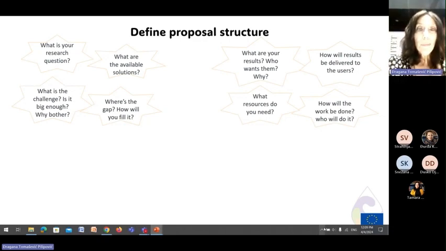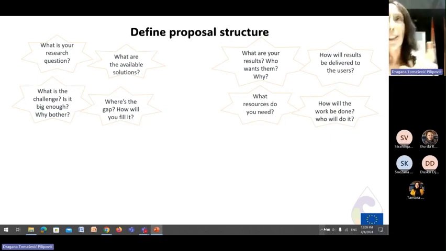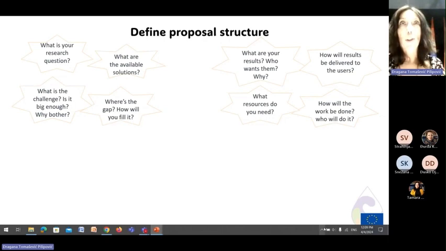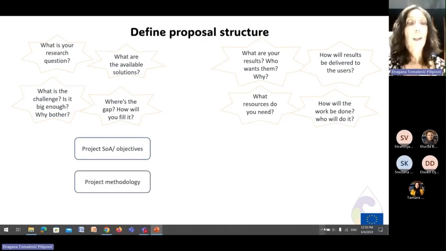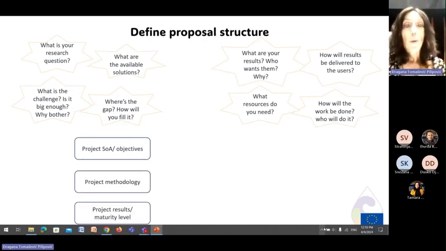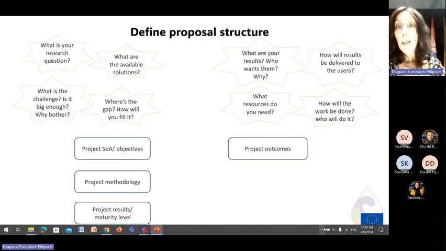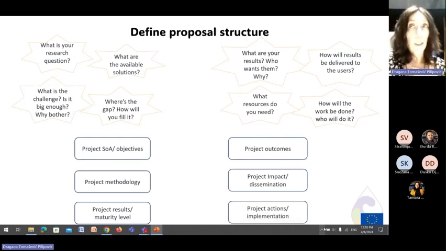What's next? Well, basically next you have to organize this creative chaos into something more structured. And especially you have to translate all these concepts into the lexicon of the European Commission. And you have to talk about project state of the art and objectives, project methodology, project results and maturity level. We're going to see all this throughout the presentation. Project outcomes, project impact and dissemination, project action and implementation, right?